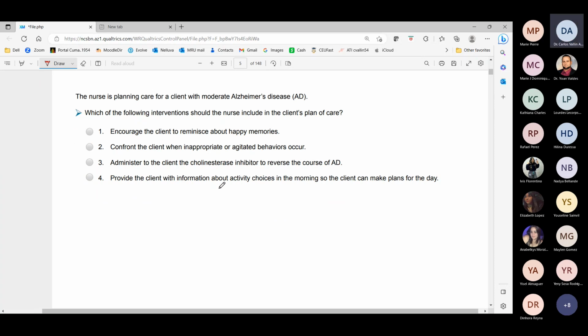Let's see this question. The nurse is planning care for a client with moderate Alzheimer's disease. In English, they classify Alzheimer's as mild, moderate, which is the longest and the most common that you're going to see, and advanced or late. The advanced or late is a patient that is not talking, not moving, and is having a PEG tube for being fed. So practically is a vegetable.